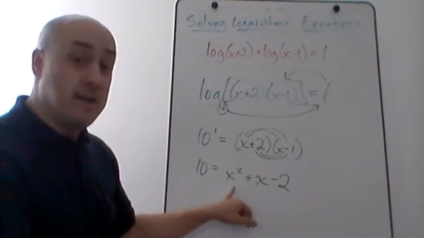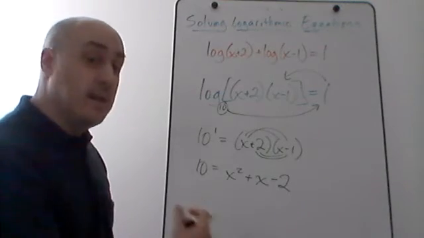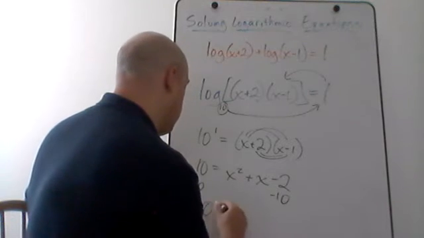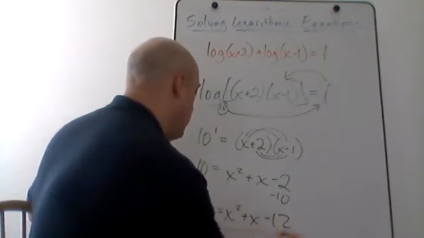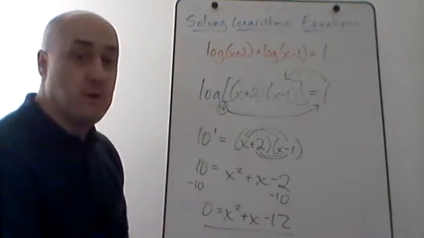And I can see here I've got a quadratic equation, right? Now there's an x squared here, which means I need to get everything to the same side. So let me subtract this 10. And I'm left with 0 equals x squared plus x minus 12. And that's the equation that I now need to solve in order to solve this original equation for x.